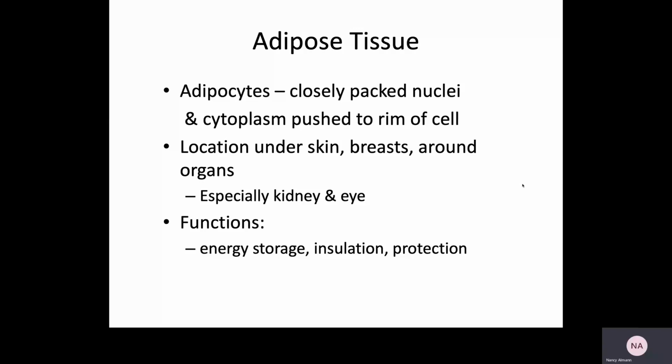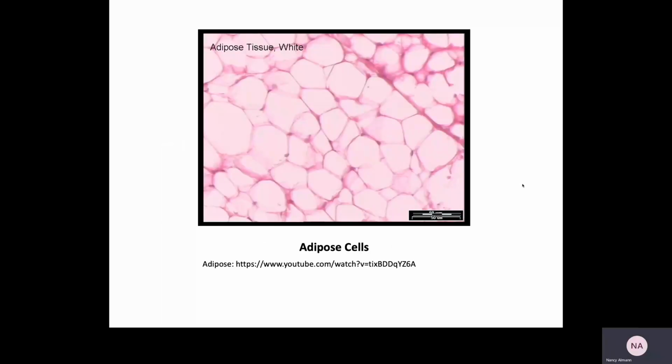Adipose also falls into the loose connective tissue category. When you talk about adipocytes, I believe we've seen those before, they are basically cells where the fat droplet has pushed all the cytoplasm and the nuclei off to the periphery of the cell. You will find it under your skin, around your breasts, around your organs, especially the eye and the kidneys, which need a lot of protection. Adipose functions as energy storage, it functions as protection and cushioning, it functions as insulation. And that's what it looks like.